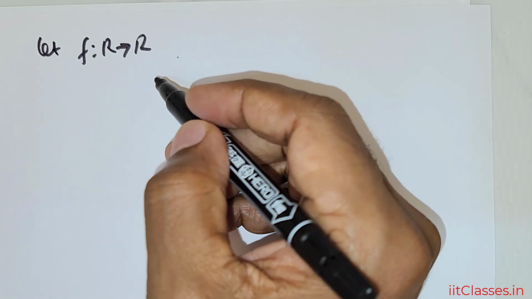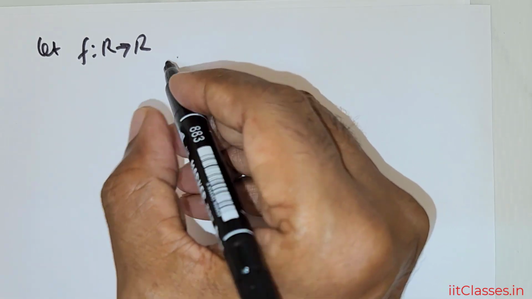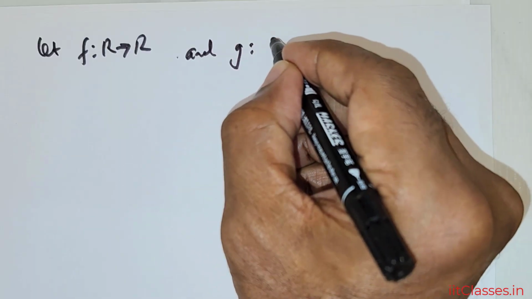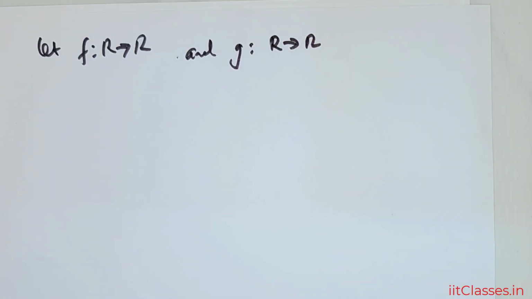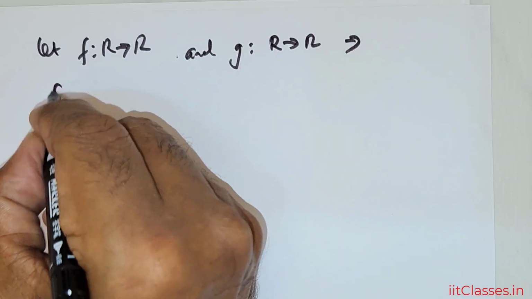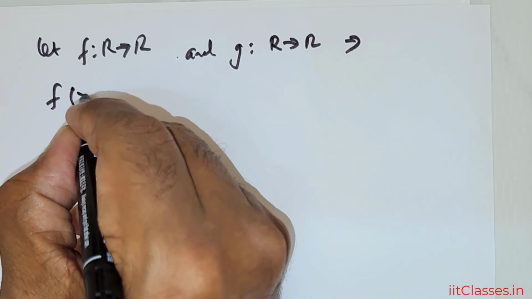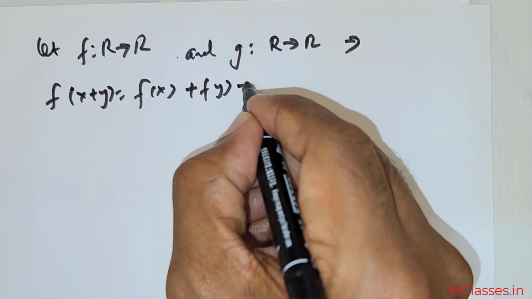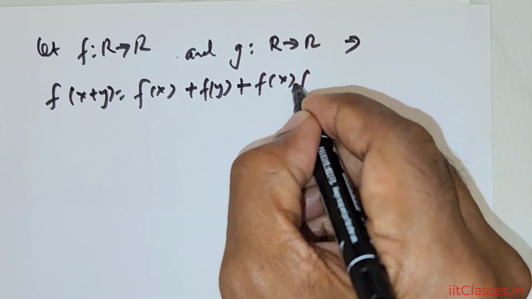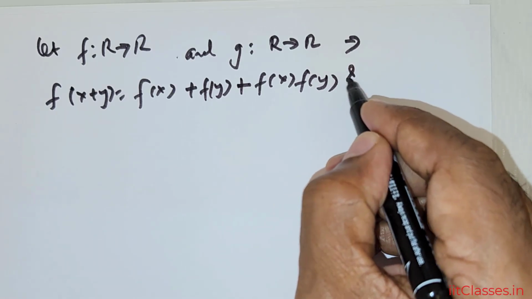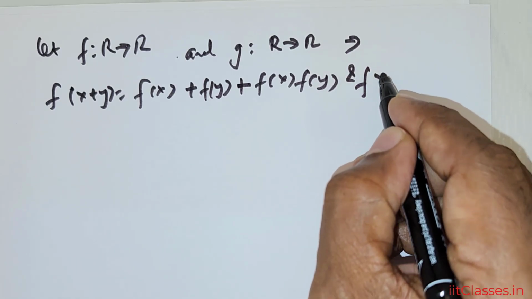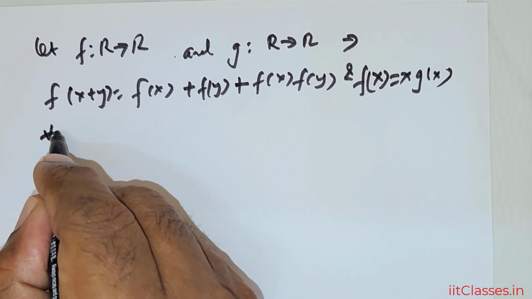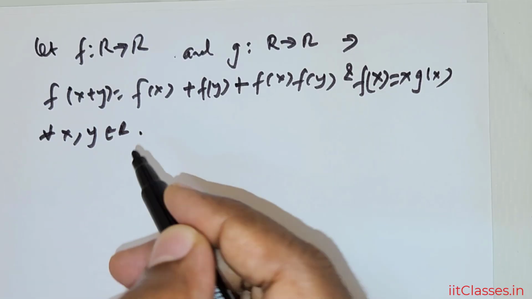Students, we have this next question. It's given that f is a function from R to R, and you've got another function g also from R to R, such that f(x + y) = f(x) + f(y) + f(x)f(y). And more so, we have f(x) = x times g(x) for every x, y element of R.